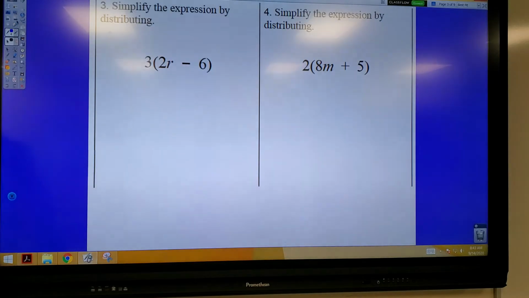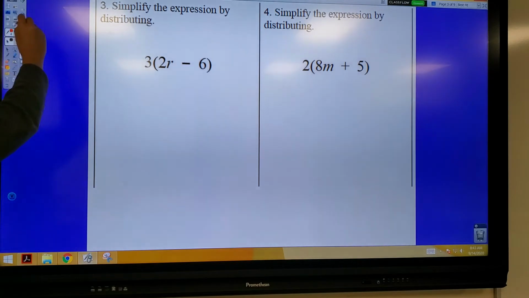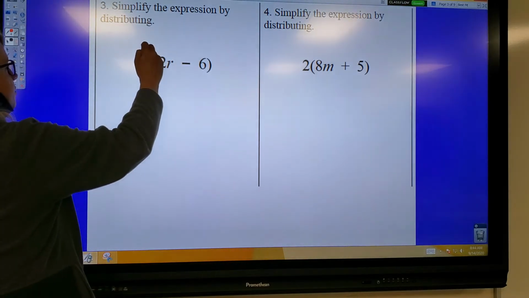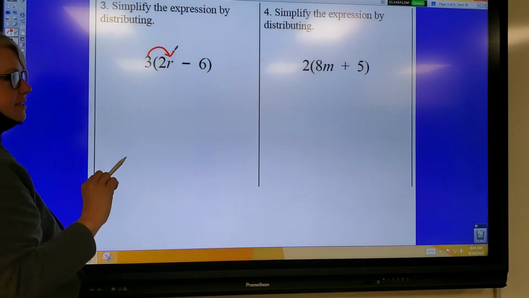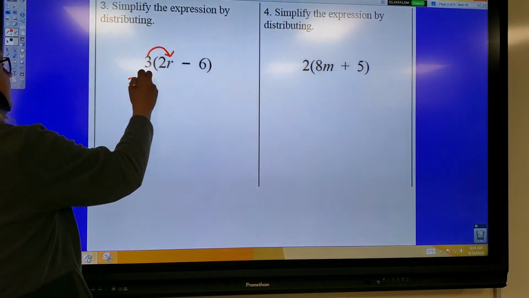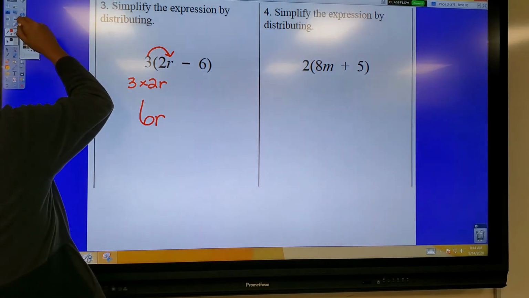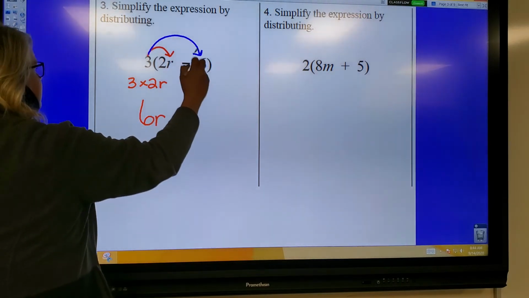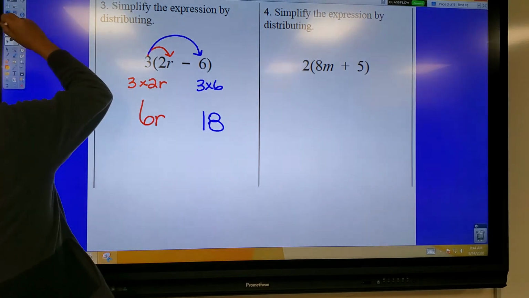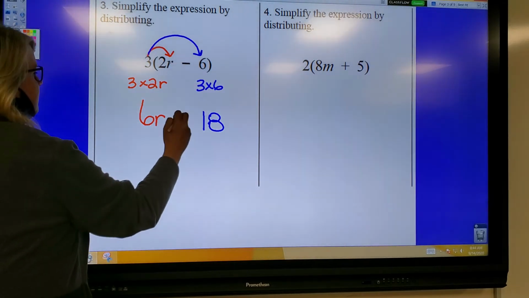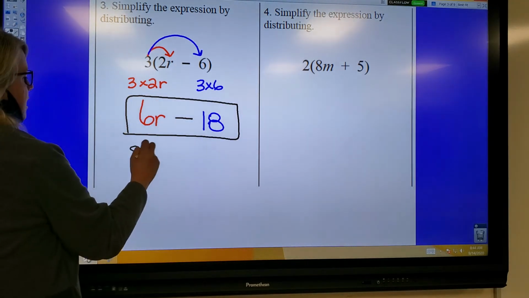Our second skill is going to be the distributive property. Remember that when you are distributing, you take the number that is on the outside of the parentheses and you have to multiply both of the numbers inside the parentheses by it. So we're going to do 3 times 2r, which is 6r, and we're going to do 3 times 6, which is 18, and then we can just bring this minus sign straight down into our answer, and then that is it. Stop there.